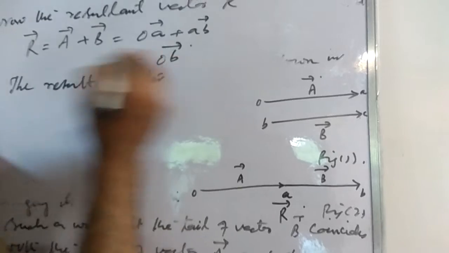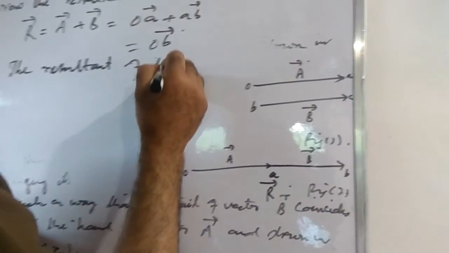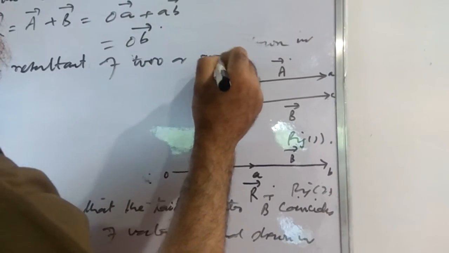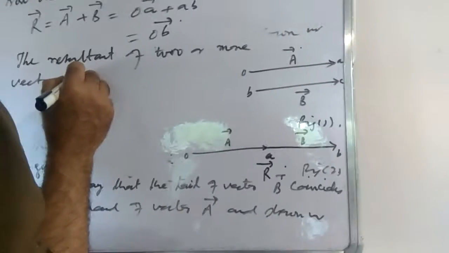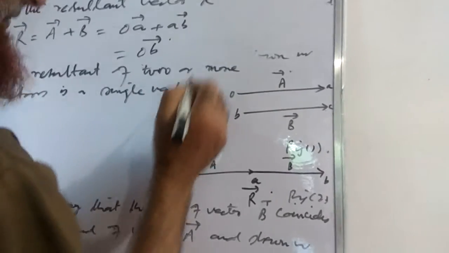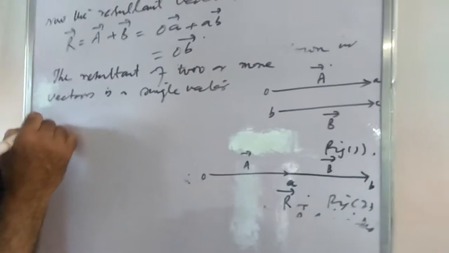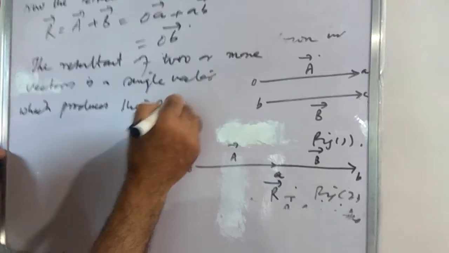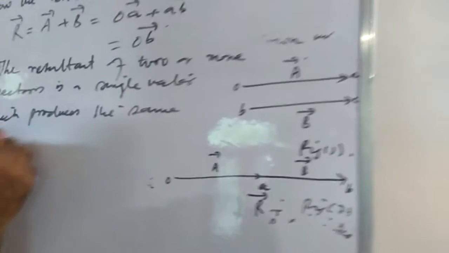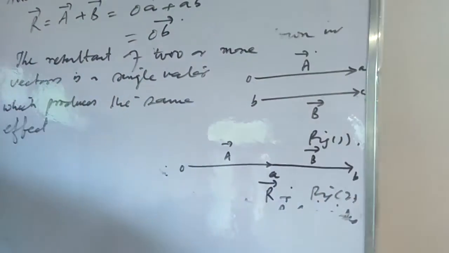The resultant of two or more vectors is a single vector which produces the same effect as the individual vectors together do.